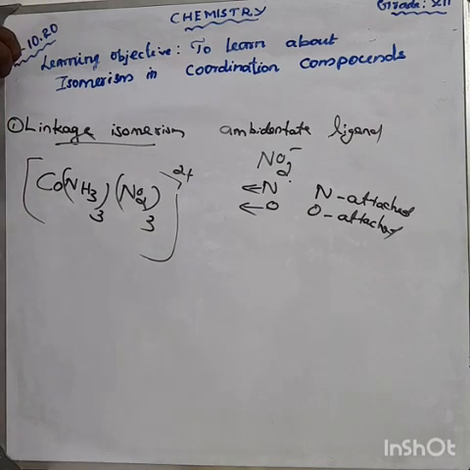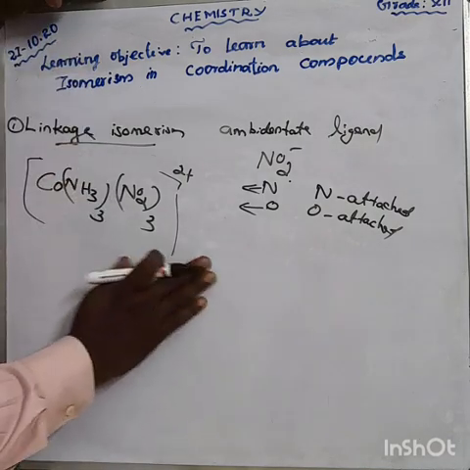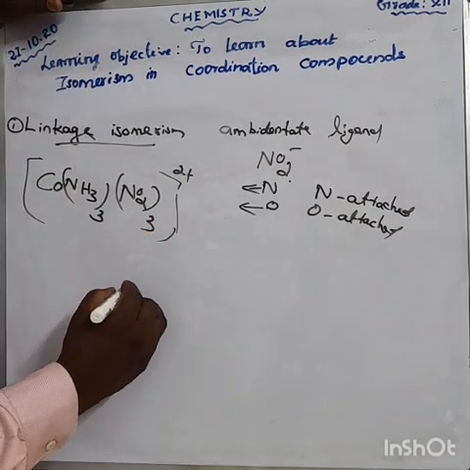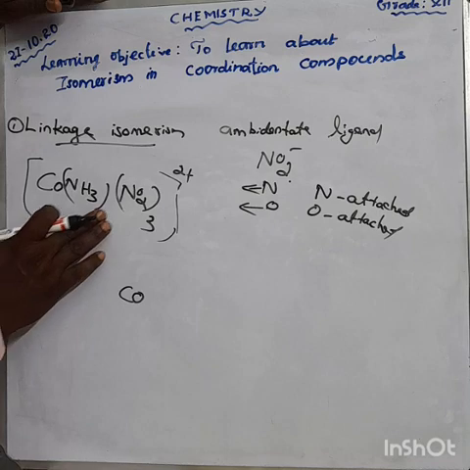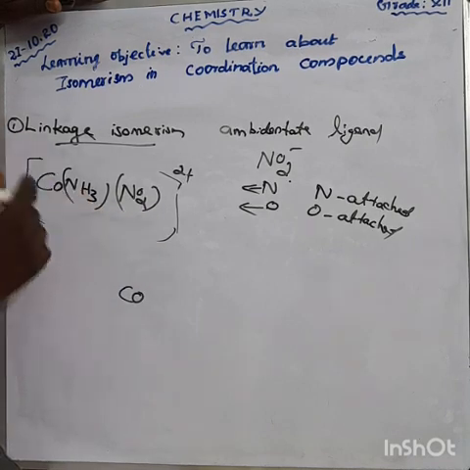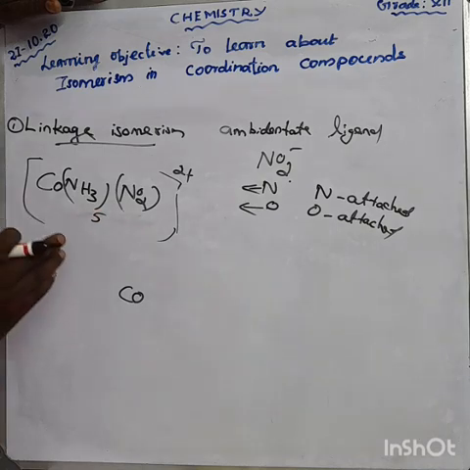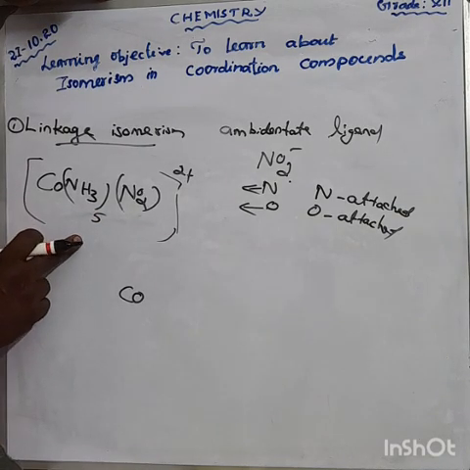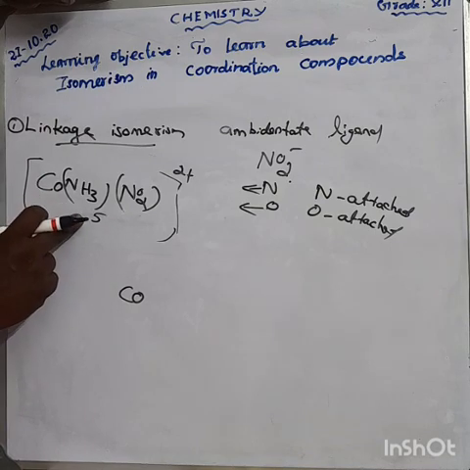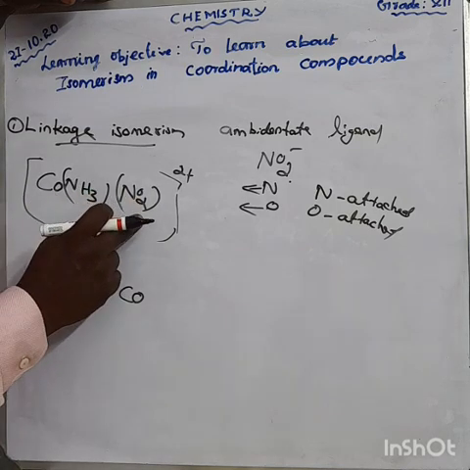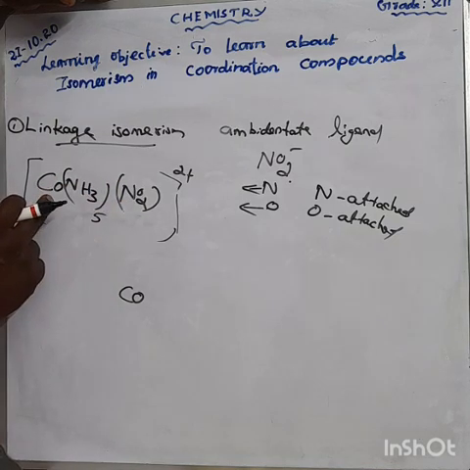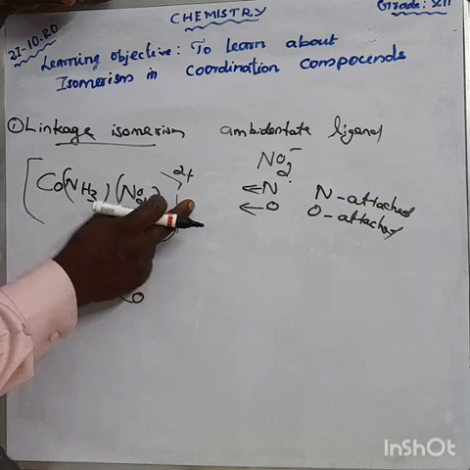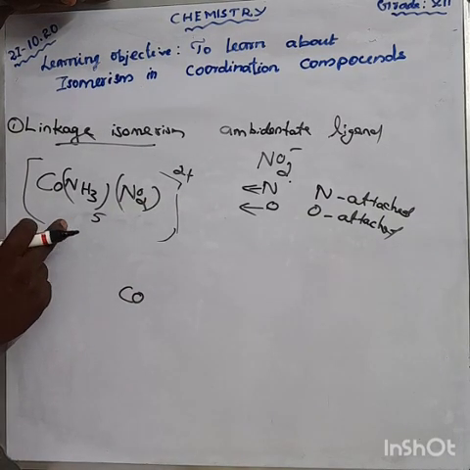What is the structure? Here the central metal atom is cobalt. Am I right? Cobalt is the central metal atom. How much ammonia is there? We write five ammonia, as per the textbook. So what's the name of this compound? Pentaammine, because five ammonia groups are there, which are neutral ligands. Pentaammine nitrito cobalt(III) ion. So the cobalt is surrounded by five ammonia.